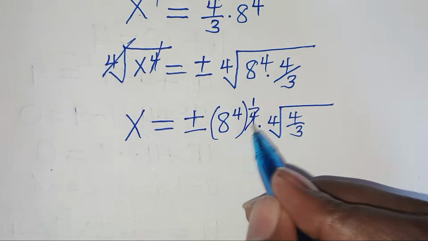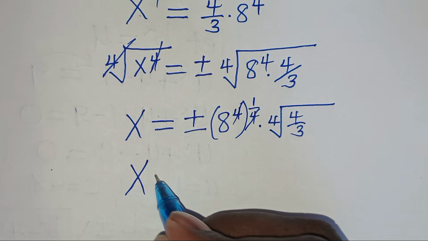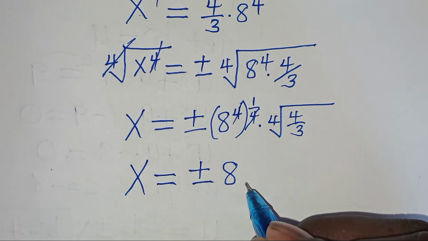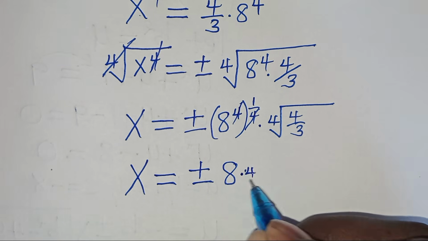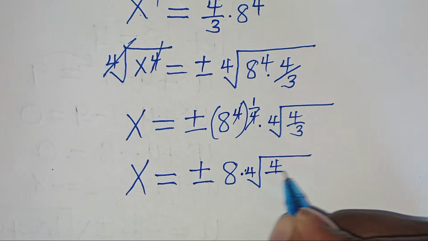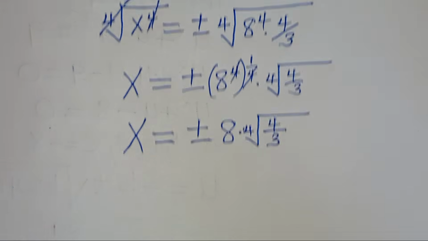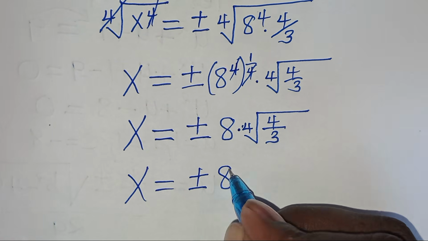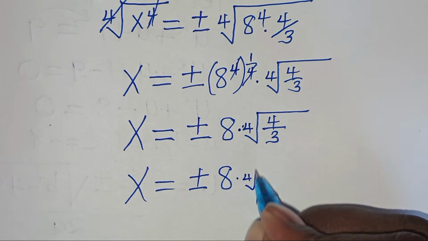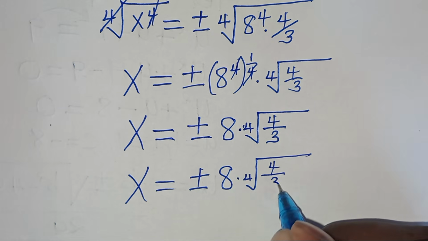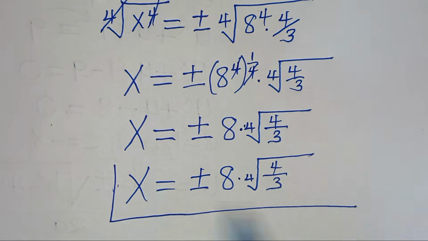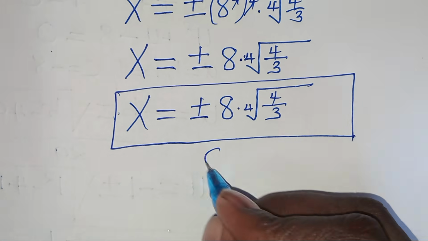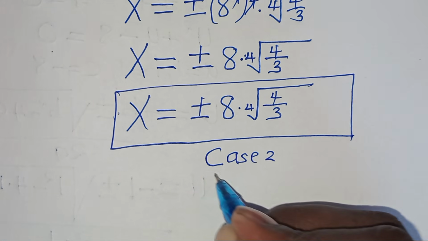So this means that we have the first solution here for x, which is plus or minus 8 multiplied by the fourth root of 4 over 3. So this is the first solution that we have. This is 8 multiplied by the fourth root of 4 over 3. This is the first solution under case 1. So let's solve the second solution here under case 2.